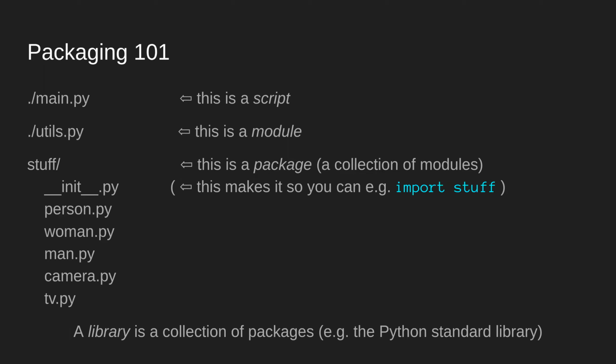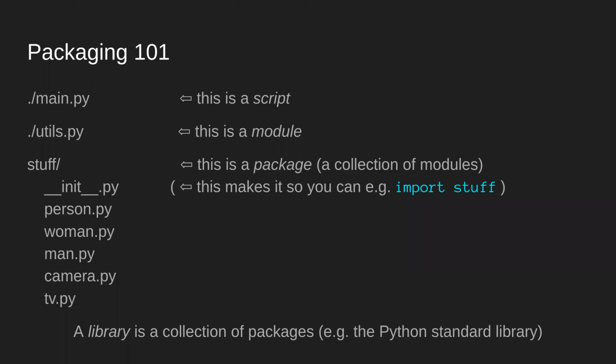So I wanted to start out with really basic packaging 101, and establish some terminology, because I hear these words and phrases used interchangeably a lot. It's important to make sure we're all on the same page. So if you have main.py, that is what I call a script. That's just a Python file that has a bunch of code, and you're supposed to run it, and it does something. Maybe it prints something in a terminal or creates a file or whatever. But it's not meant to be a part of a larger system. Maybe it uses a larger system, but it's just a standalone thing.